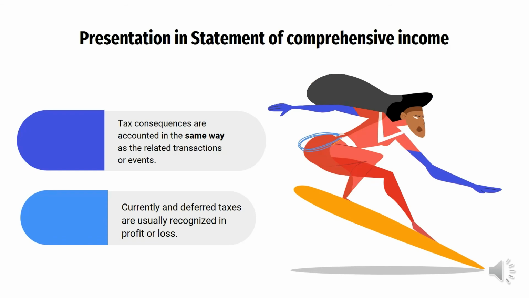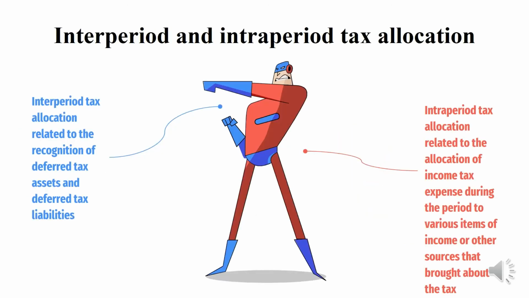Presentation in Statement of Comprehensive Income: Tax consequences are accounted in the same way as the related transactions or events, kaya't kung ang transaction ay na-recognize in profit or loss, the tax is also recognized in profit or loss. And last, the interperiod and intraperiod tax allocation. Interperiod tax allocation, ito ay concern sa temporary differences habang ang intraperiod tax allocation ay nakasunod lang lagi kung nasaan si income.